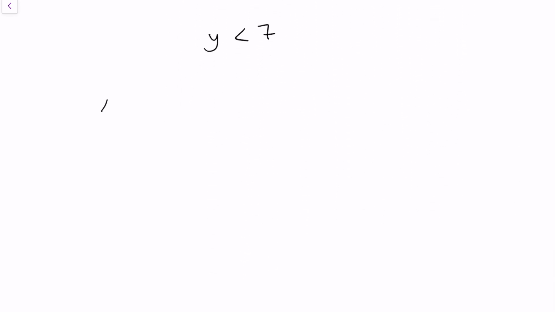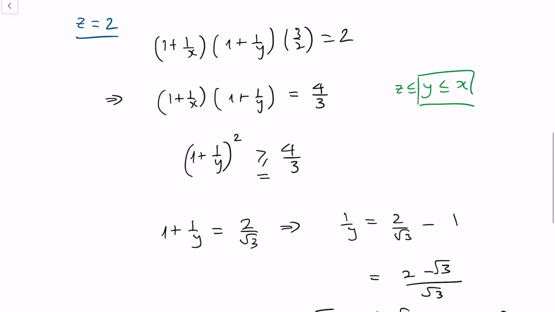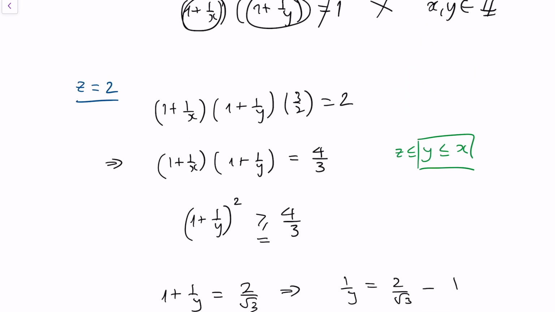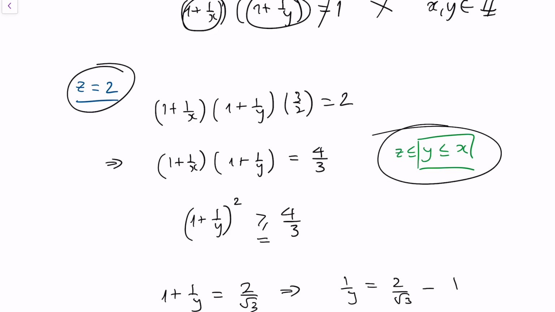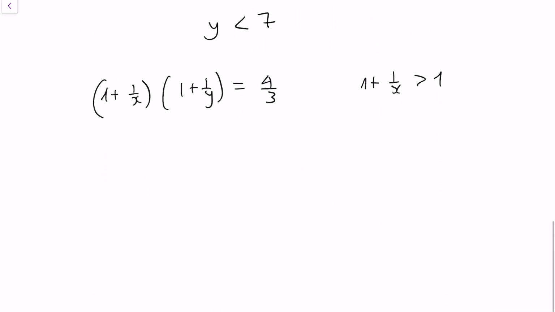So if you go back to 1 plus 1 over x, 1 plus 1 over y, we said that's equal to 4 over 3. This is the equation we're trying to solve. We know that 1 plus 1 over x has to be greater than 1, right? Now, what is z in this case? Notice z is equal to 2, right? And y has to be, from this inequality, greater than or equal to z. So to begin with, y could be 2, for example.